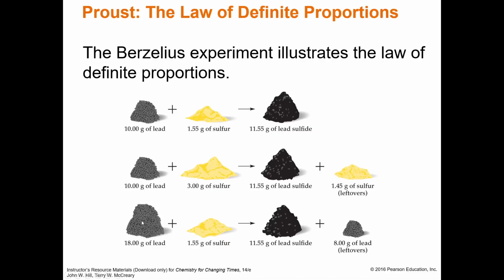Now, right here, we see that we have 18 grams of lead. Notice we've increased the amount of lead now, but we're keeping the sulfur the same as the first time. And what we see is that the sulfur will get used up now, but the extra lead won't. So we'll again only make 11.55 grams of lead sulfide. But now we're going to have 8 grams of lead left over.